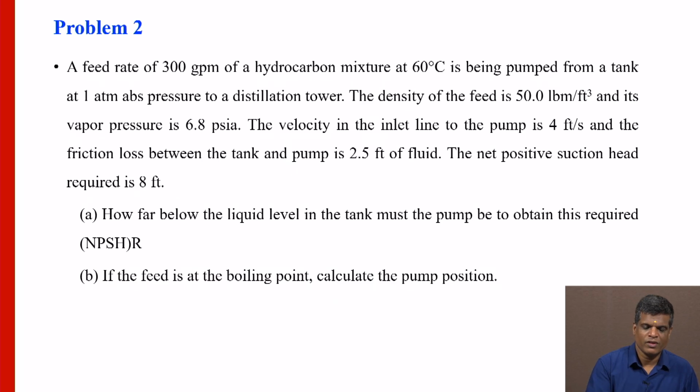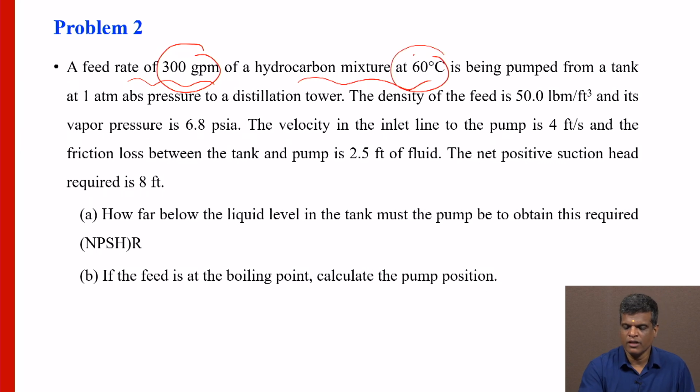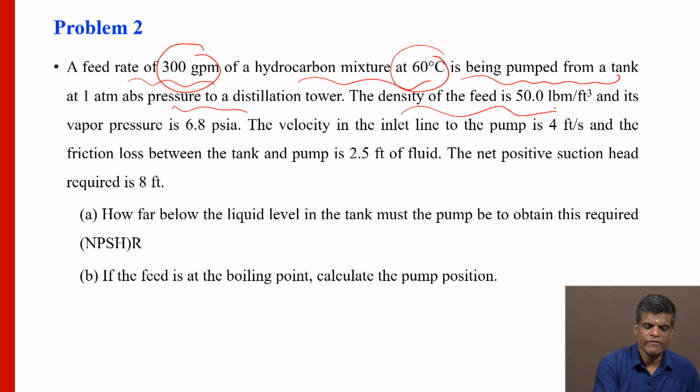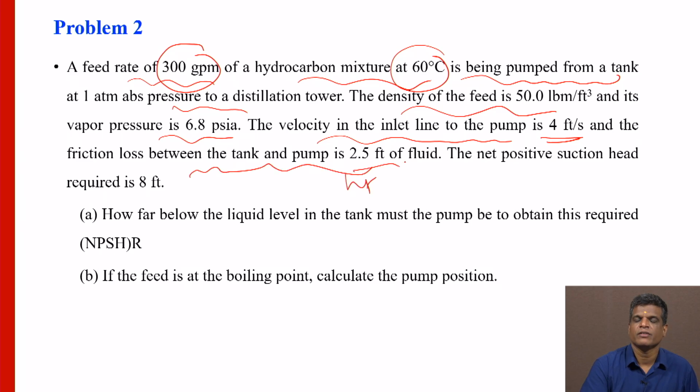Then problem number 2. The feed rate is 300 gram per minute of hydrocarbon mixture at 60 degree temperature, being pumped from the tank at 1 atmospheric pressure to the distillation tower. The density of the feed, vapor pressure, and velocity in the inlet pipeline are available. The friction loss between the tank and pump, HF, is 2.5 feet. These are not in SI units; we can use whatever unit, or you can convert to SI units.